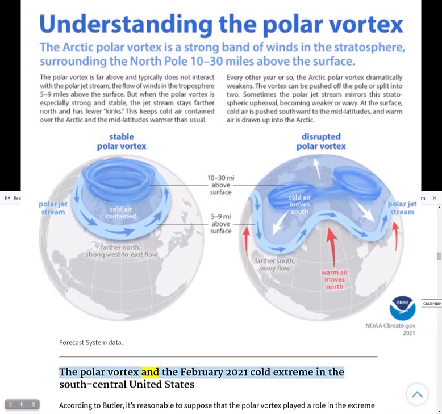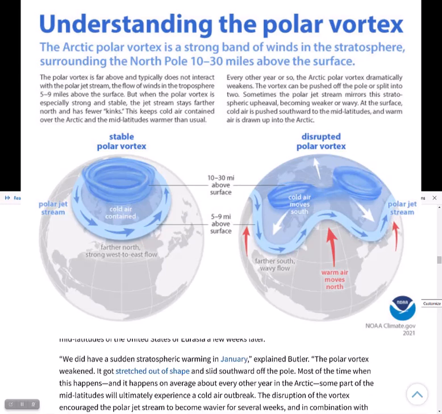The polar vortex and the February 2021 cold extreme in the south-central United States. According to Butler, it's reasonable to suppose that the polar vortex played a role in the extreme winter weather outbreak that struck the southern plains in late February. There is plenty of research linking disruptions of the stratospheric polar vortex to extreme cold air outbreaks in the mid-latitudes of the United States or Eurasia a few weeks later.